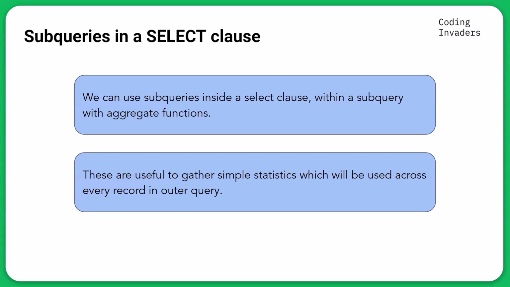Now let us see a summary of the subqueries which we have seen in the select clause. We have seen that we have used a subquery with the aggregation functions. In our case, we use the aggregation function sum. We also saw that it is used for getting simple statistics. In our case, we got the percentage of total sales for a particular store ID. Let us see a syntax for this.